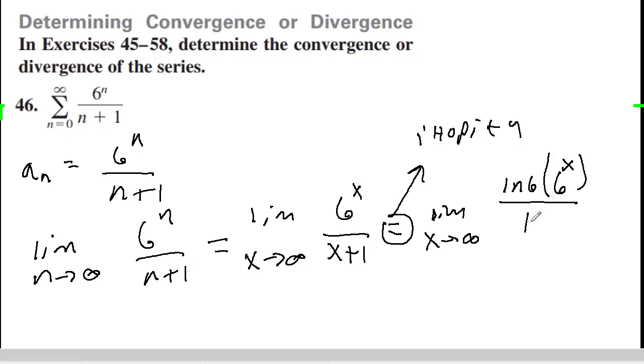And on the bottom, you just get 1. And so now the numerator just keeps growing without bound. And so this is infinity. And so therefore, since your terms are not going to 0, your limit does not exist. And so your series diverges.